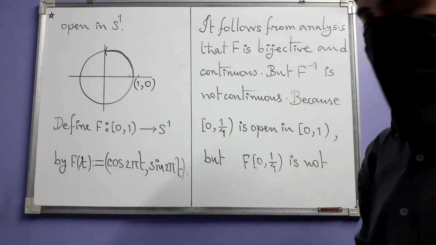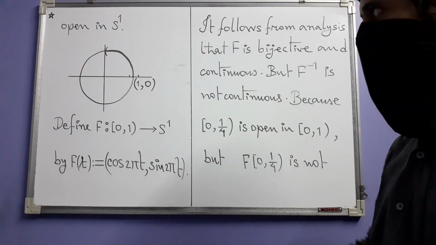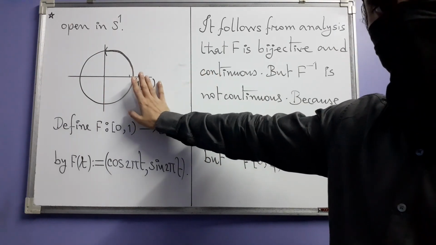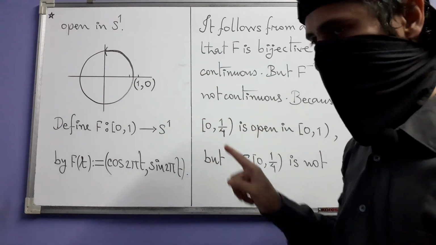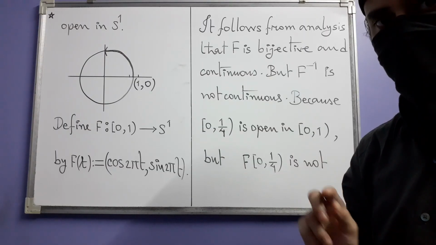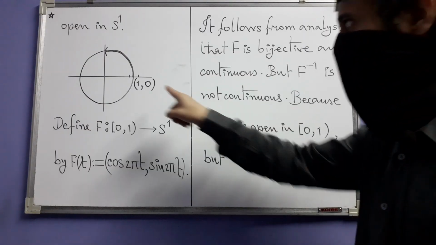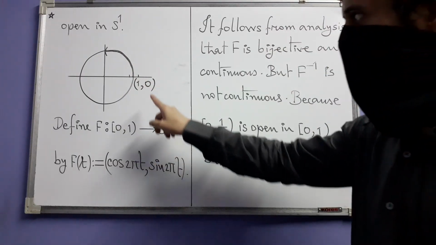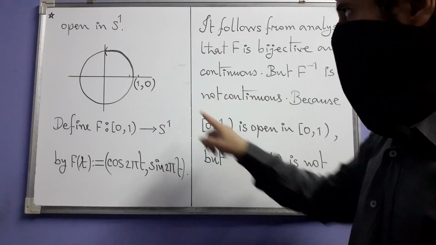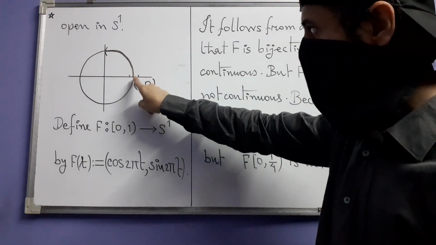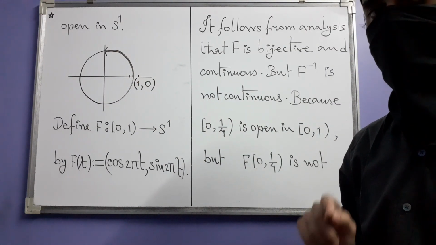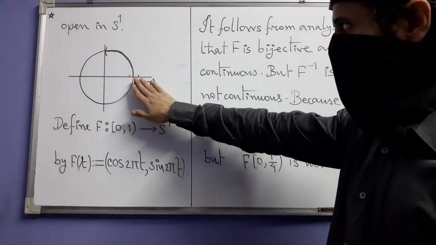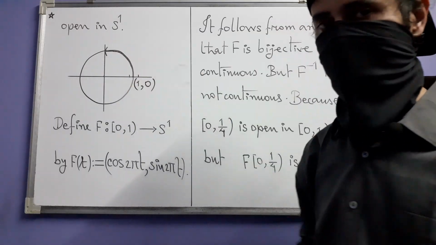Why is it not open in S1? You think of the subspace topology that S1 inherits from the topology that we have on the plane, and then there will be a point that will cause a problem, which will make this not open, and that point is this end point of this arc, which is present within this set. That other point is not present. This point will cause a problem, because you won't be able to find any basis element containing this point and which will be entirely contained within this arc.